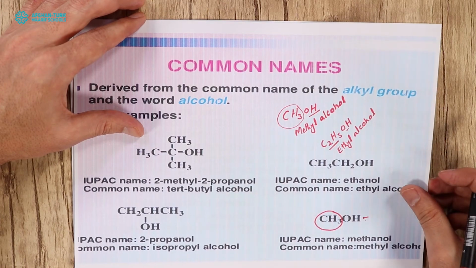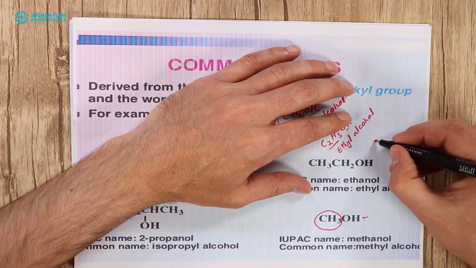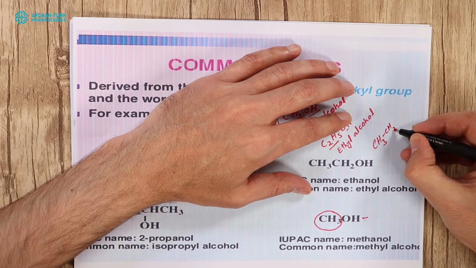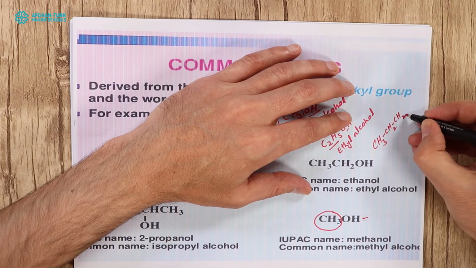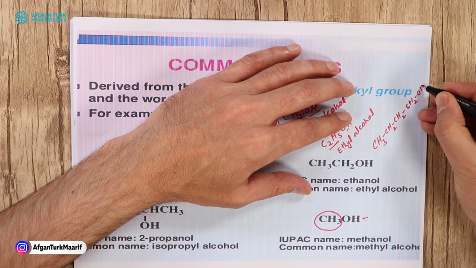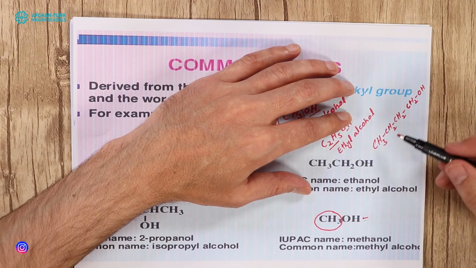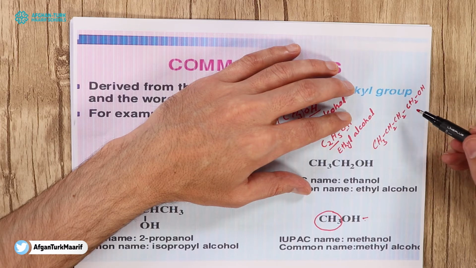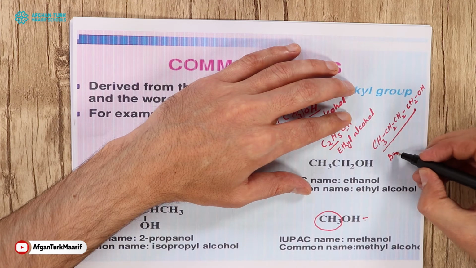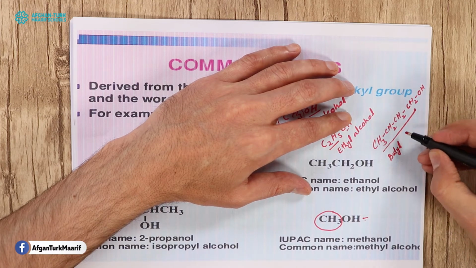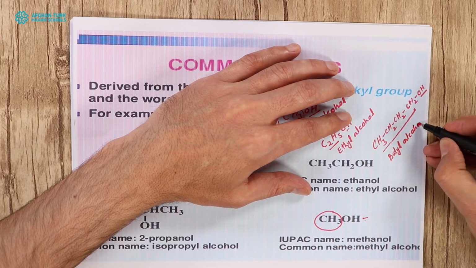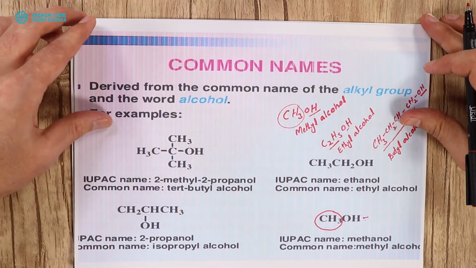How can we give the common name? For example, if you have another example here, CH3, CH2, CH2, CH2 and OH. Look here. How many carbons? 1, 2, 3, 4. 4 carbons. So 4 carbons means that it is butyl. And OH is there, which means alcohol. So you will call it butyl alcohol. It was all about their common names.